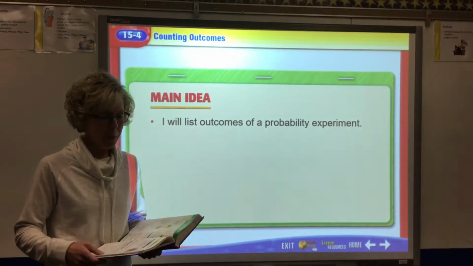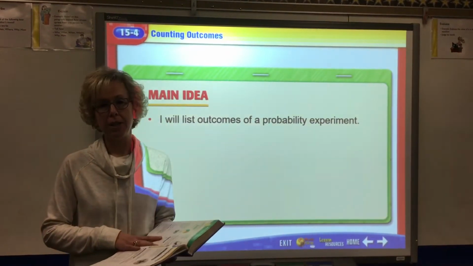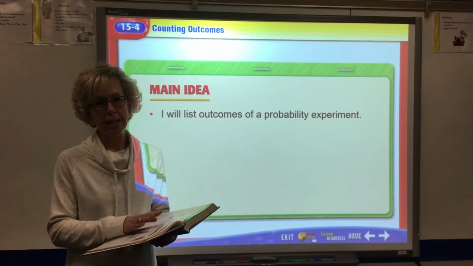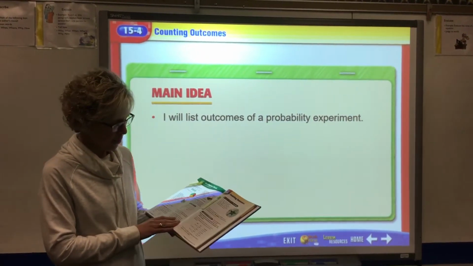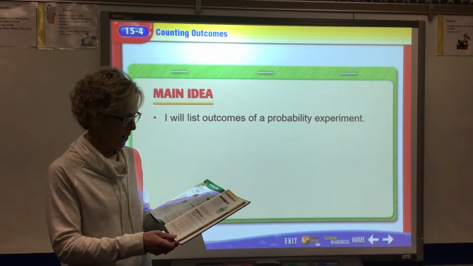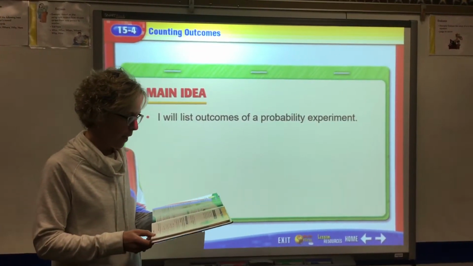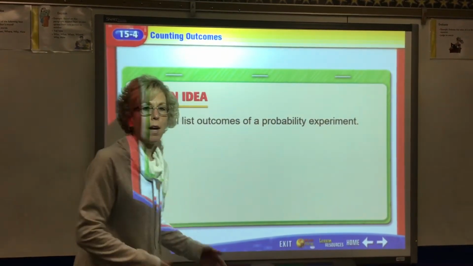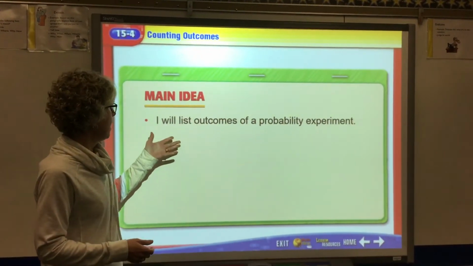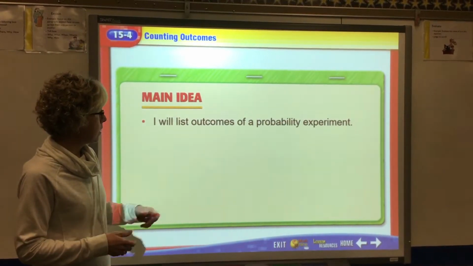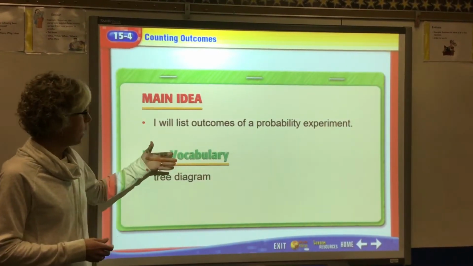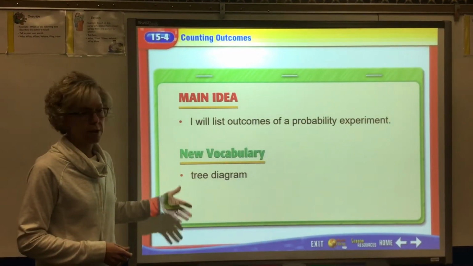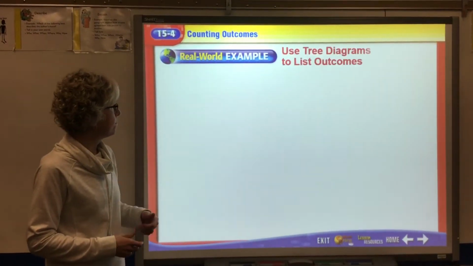Hello, fifth graders. We are excited to share with you some information about counting outcomes. This is in chapter 15, lesson 4, and you can find information about that on page 677. We are going to use something called a tree diagram to help us solve some of these problems. So today we will list outcomes of a probability experiment. One of the vocabulary words that we will talk about and actually use to solve the problems is tree diagram.